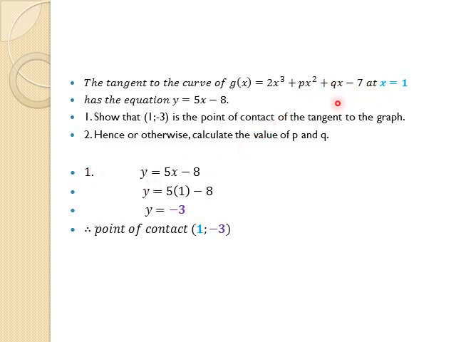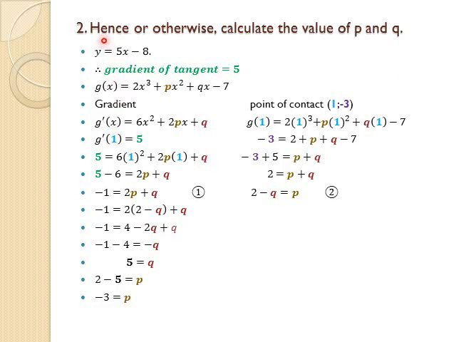Right, so first up we have a tangent at x equals 1. If I take 1 and put it into the equation of a straight line, 5 times 1 gives me 5, 5 minus 8 gives me negative 3. So you can see my point of contact is (1, negative 3). Now to calculate the values of p and q, we need to understand that y equals 5x minus 8 means the gradient of the tangent there equals 5. The equation we're working with is 2x cubed plus px squared plus qx minus 7.